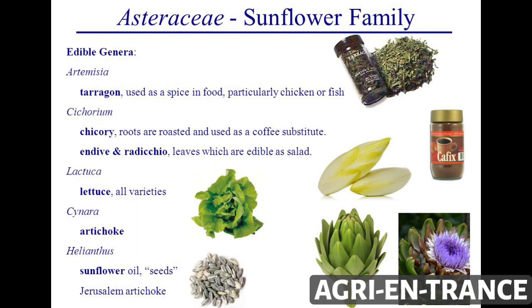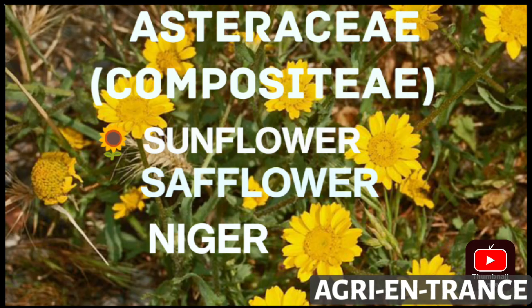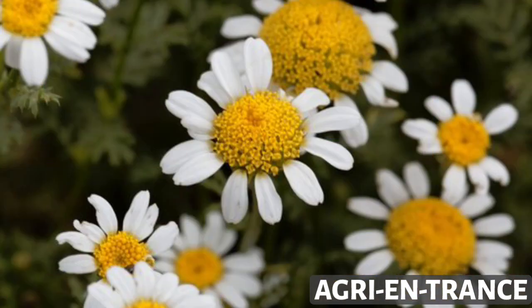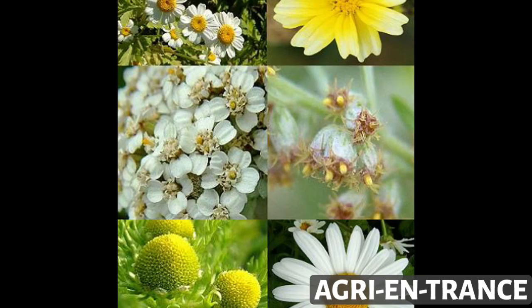Moving on to the Compositae or Asteraceae family, with common examples sunflower, safflower and niger. The characteristic features are that the leaf has reticulate venation, calyx is polypetalous, inflorescence is raceme, placentation is parietal and fruit is siliqua.